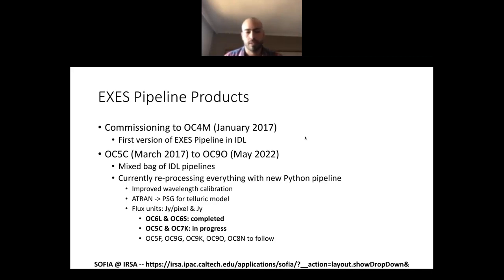An example is that we're tired of rediscovering nitric acid in our own atmosphere. When you plot the ATRAN model, it's like, oh, there's some molecules that aren't there. But when you have PSG, it's like, oh, okay, it's HNO3. And a status: as I said, the flux units are going to be Janskys per pixel for the Cal files, and Janskys for the 1D extracted spectra. We've already completed OC6L, L, and S. And I've highlighted what's there and the general schedule of where we're going to move through next.